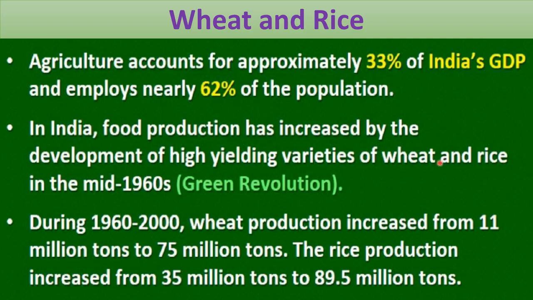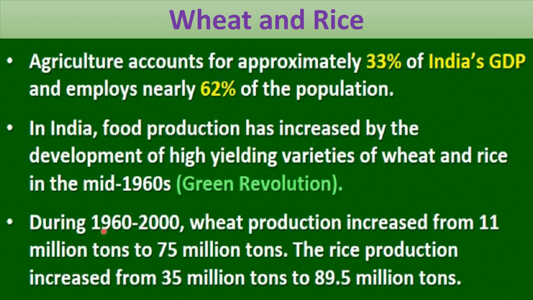By combining two different varieties of wheat, a new variety of wheat was produced, and likewise a new variety of rice was produced. And these varieties of wheat and rice were very high yielding varieties. So food production has increased in India due to these varieties of wheat and rice, and it led to the Green Revolution. Okay, so in the mid-1960s the Green Revolution was there due to new varieties of different crops.